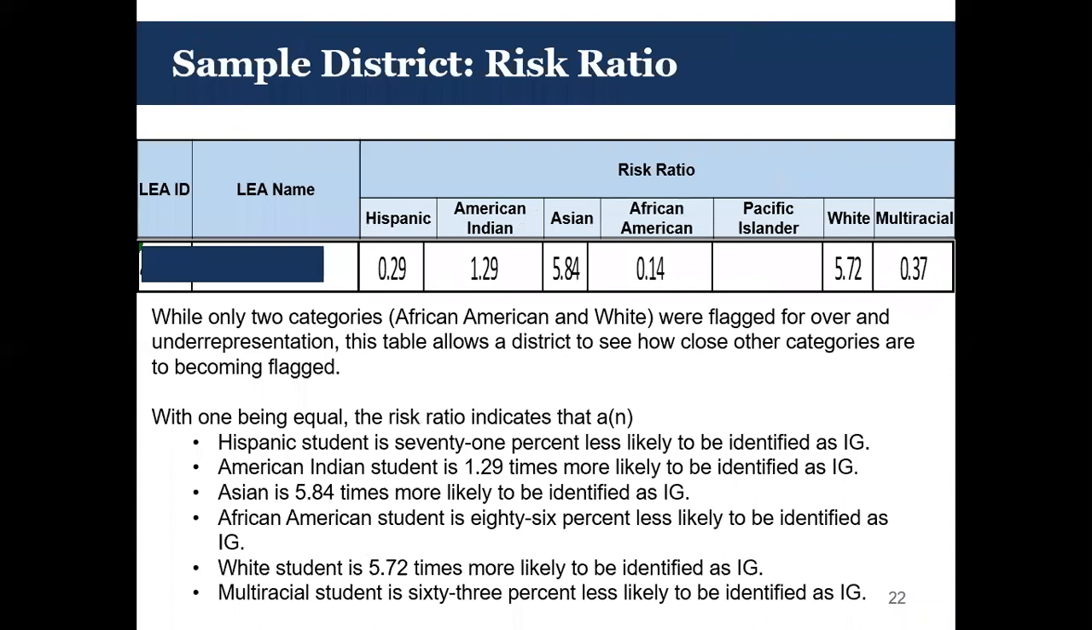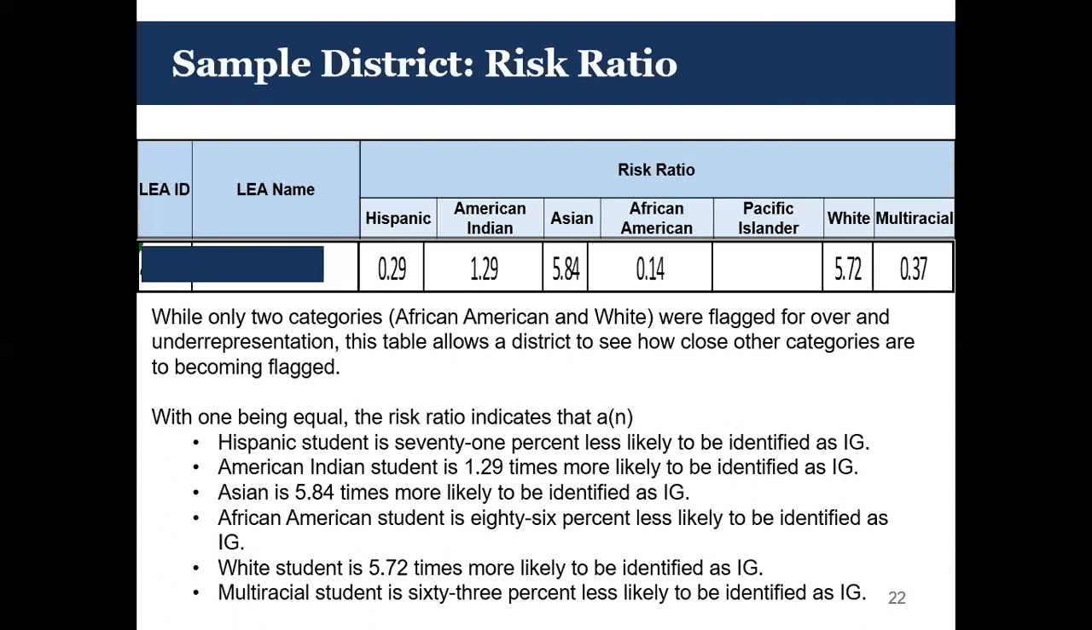While only two categories, African American, were flagged for over and underrepresentation, this table allows the district to see how close other categories are to becoming flagged. With 1 being equal for this district, the risk ratio indicates that a Hispanic student is 71% less likely to be identified as intellectually gifted.